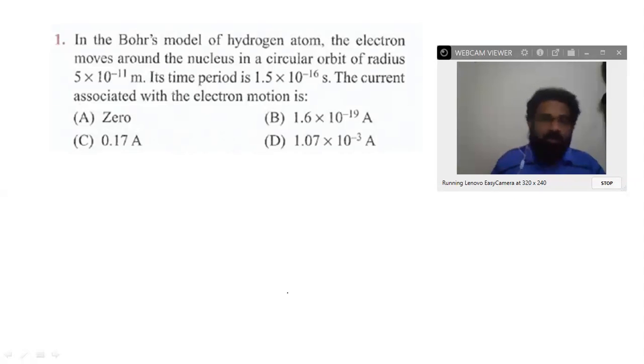Okay, so this is our first question. In the Bohr model of hydrogen atom, the electron moves around the nucleus in a circular orbit of radius 5 into 10 raised to minus 11 meter. Its time period is 1.5 into 10 raised to minus 16 seconds. The current associated with the electron motion is.